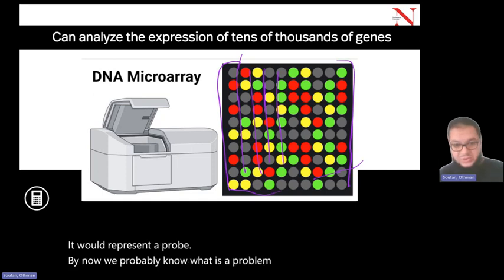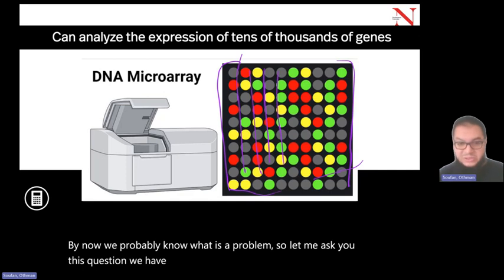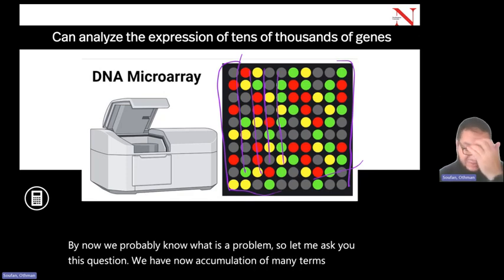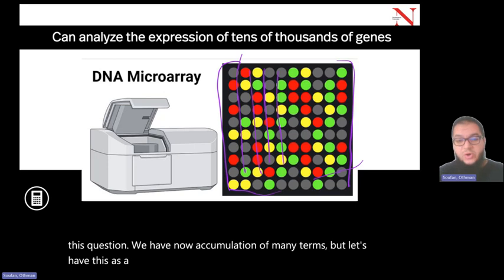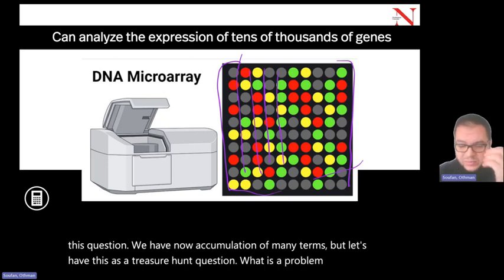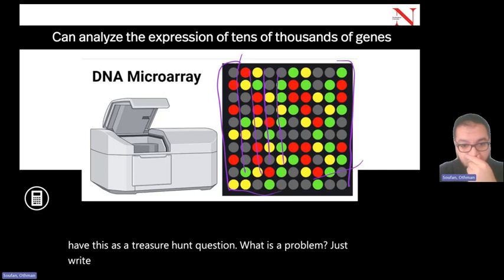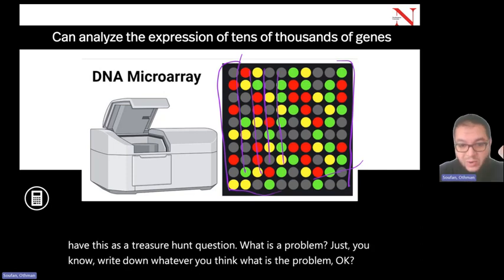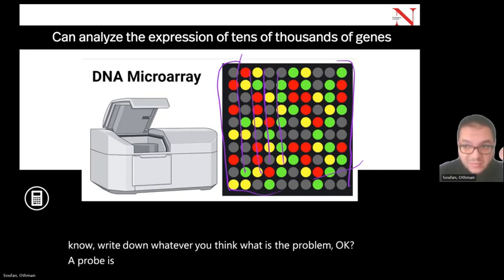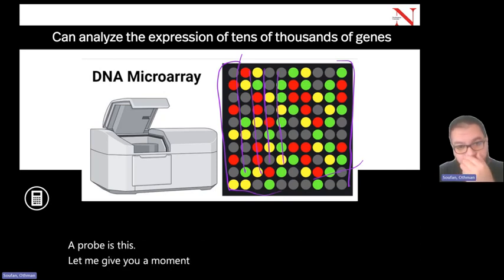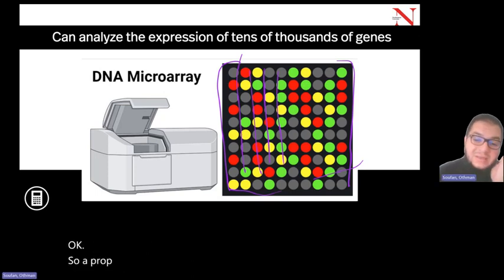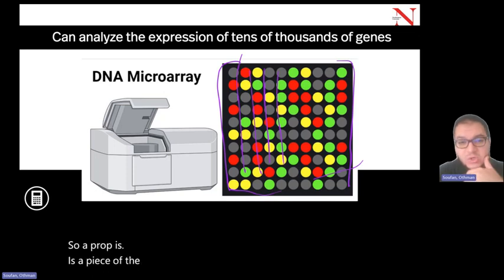So let me ask you this question. We have now an accumulation of many terms, but let's have this as a treasure hunt question. What is a probe? Just write down whatever you think. What is a probe? Okay. Let me give you a moment to think. Okay. So a probe is a piece of the DNA. Usually it represents a single gene.